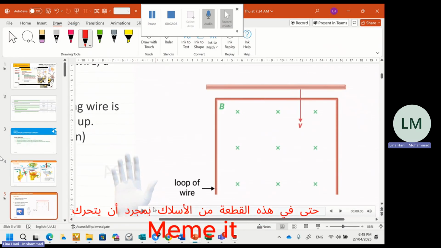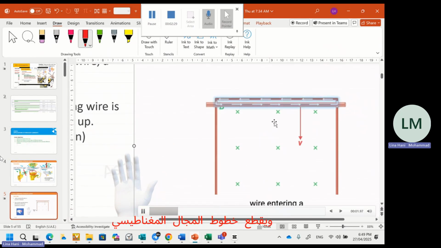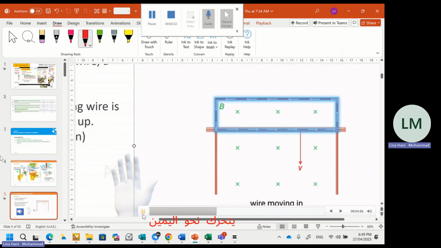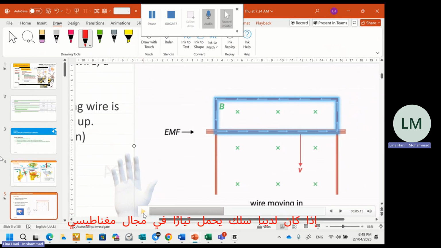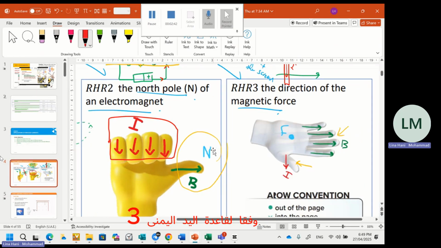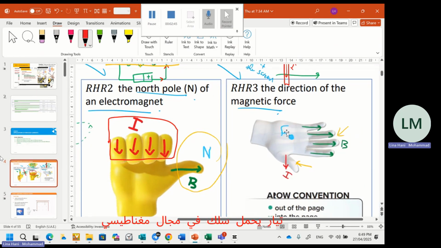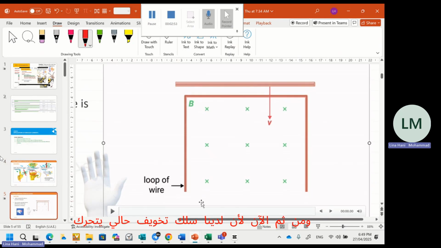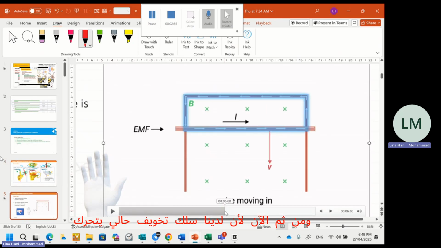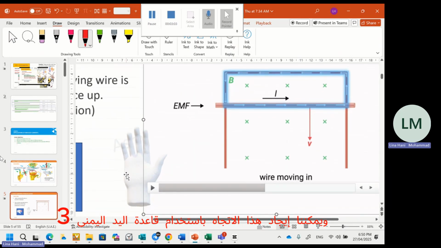So in this piece of wire, once it moves and cuts through the magnetic field lines, you can see that the current in it is moving towards the right. But remember that if we have a current carrying wire in a magnetic field, according to right-hand rule 3, a current carrying wire in a magnetic field will have a magnetic force applied on the wire. Hence, now because we have a current carrying wire moving in a magnetic field, we will have a magnetic force. And we can find its direction using right-hand rule 3.